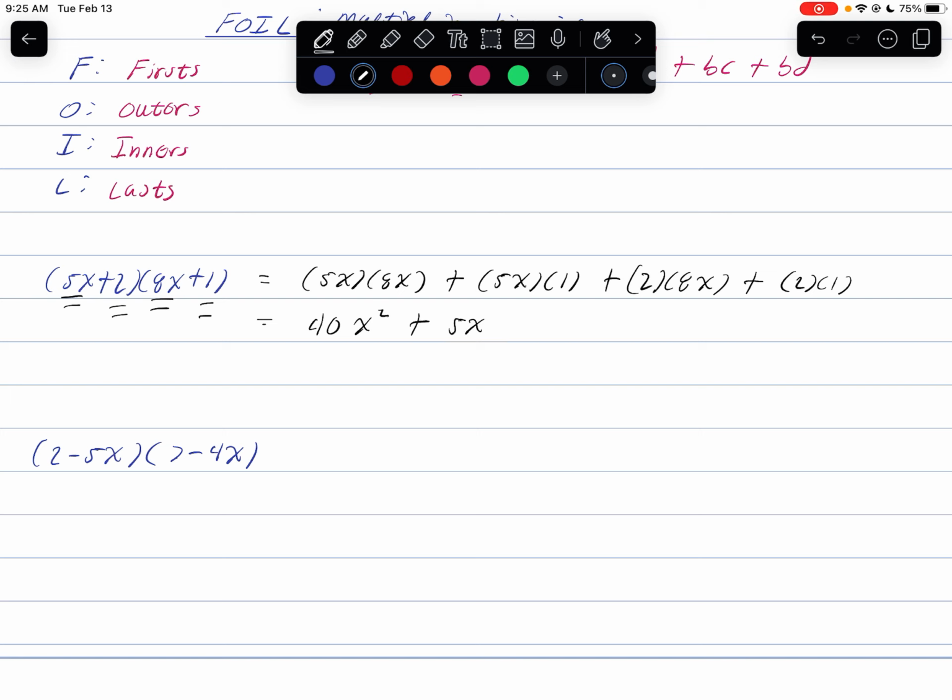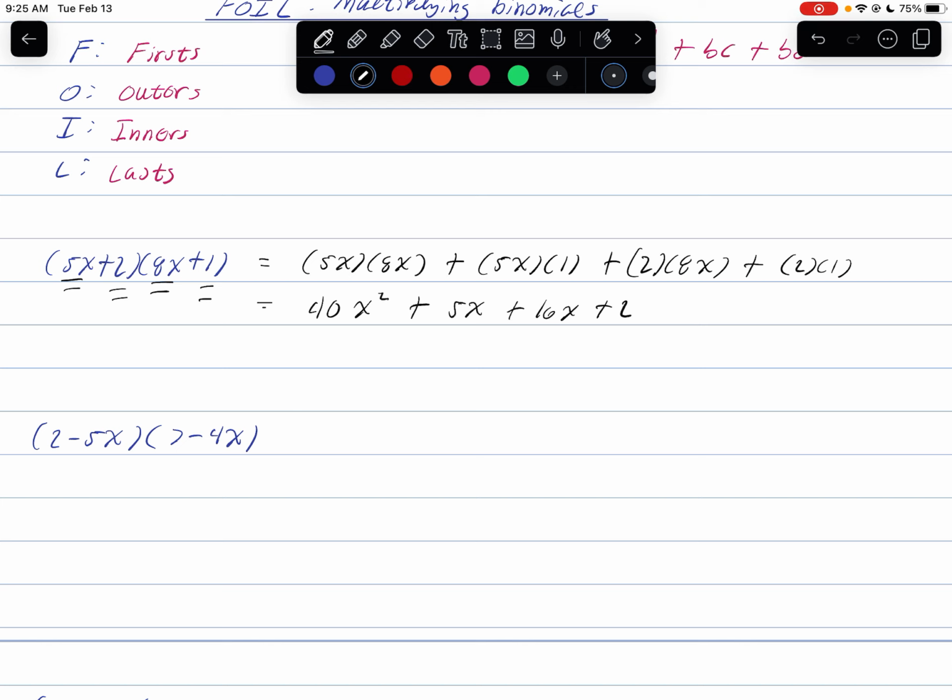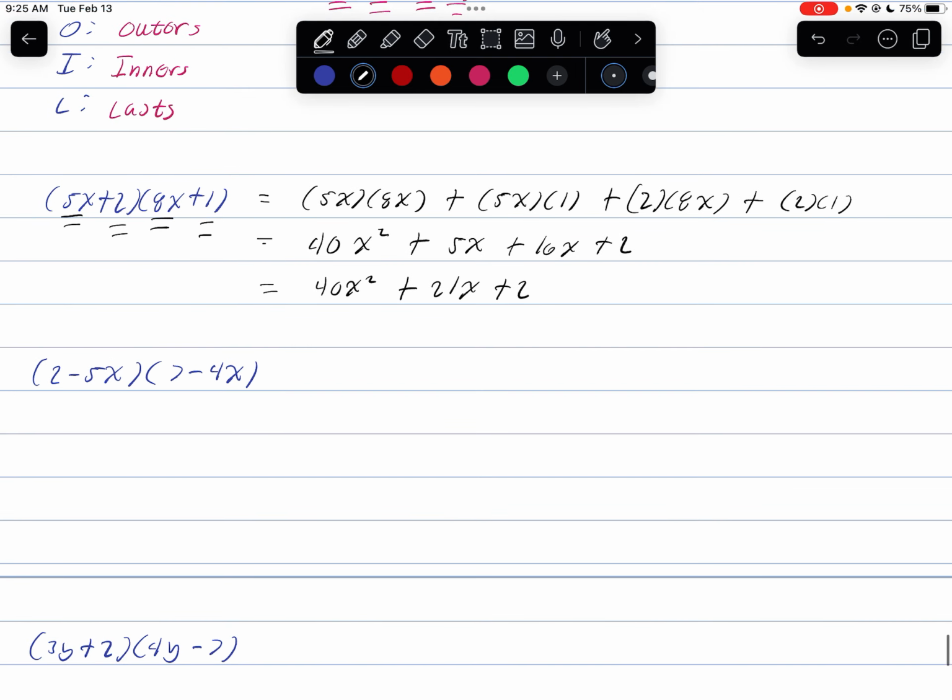And then if we have 2 times 8x, that's going to give us 16x, since 2 times 8 is 16. Then we just have 2 times 1 is just 2. So now what we do is we combine like terms. So we have one x squared term, which is 40x squared, so we'll keep that. Okay, and then we have two x terms, so we have 5x and 16x. We're adding these together. That will give us 21x. And then we have just one constant term, which is 2. So our final answer is going to be 40x squared plus 21x plus 2.